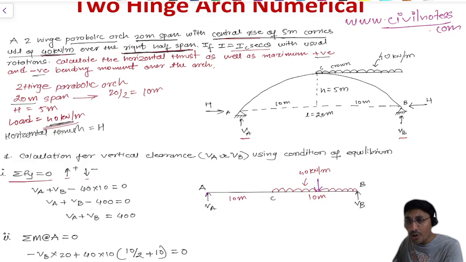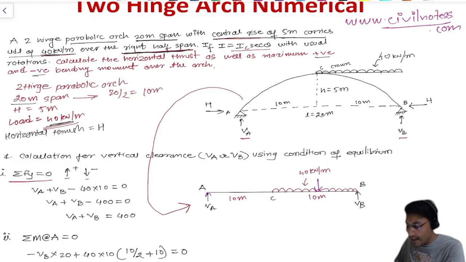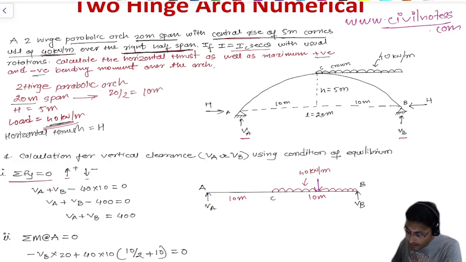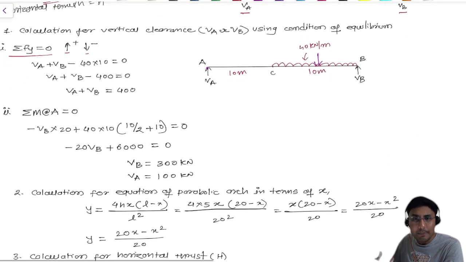So what we are going to do is distribute this arch into a beam-type shape. I just made a straight line of 20 meters, and over 10 meters we have assigned the UDL. So these changes we made. Now just look at this beam.